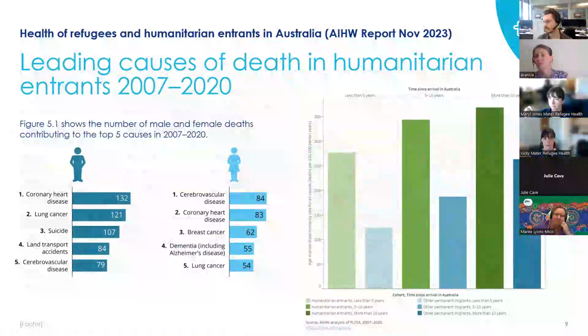The next slide, we're looking briefly at the leading causes of death in humanitarian entrants over the period of 2007 to 2020. And unfortunately, as you can see across both the male and female cohorts, these are, to a degree, preventable deaths. And so what we're looking at is how we can affect those outcomes for people, both in the primary care and the hospital health service space. We've also put in a slide there around the time of arrival in Australia, and actually the longer they're in Australia, it doesn't get better. Their death rates continue to go up instead of improve because of better access to healthcare.